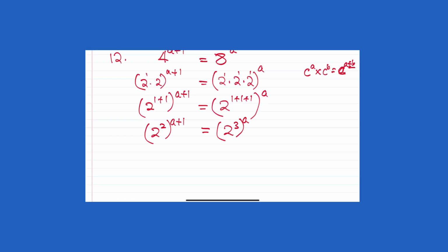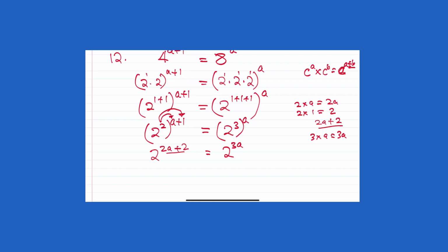Now, what do we do next? We're going to deal with the parentheses. So our goal is to work with the parentheses. And how do we do that? We have 2 into 2a plus 2, because this 2 will multiply this a, and this 2 will multiply this 1. So 2 times a will be 2a, and 2 times 1 will be 2. So we have 2a plus 2, and that is how we have this value here. And the same thing here, we are going to have 3 times a, and that will give us 3a. So 2 to the power of 3a.